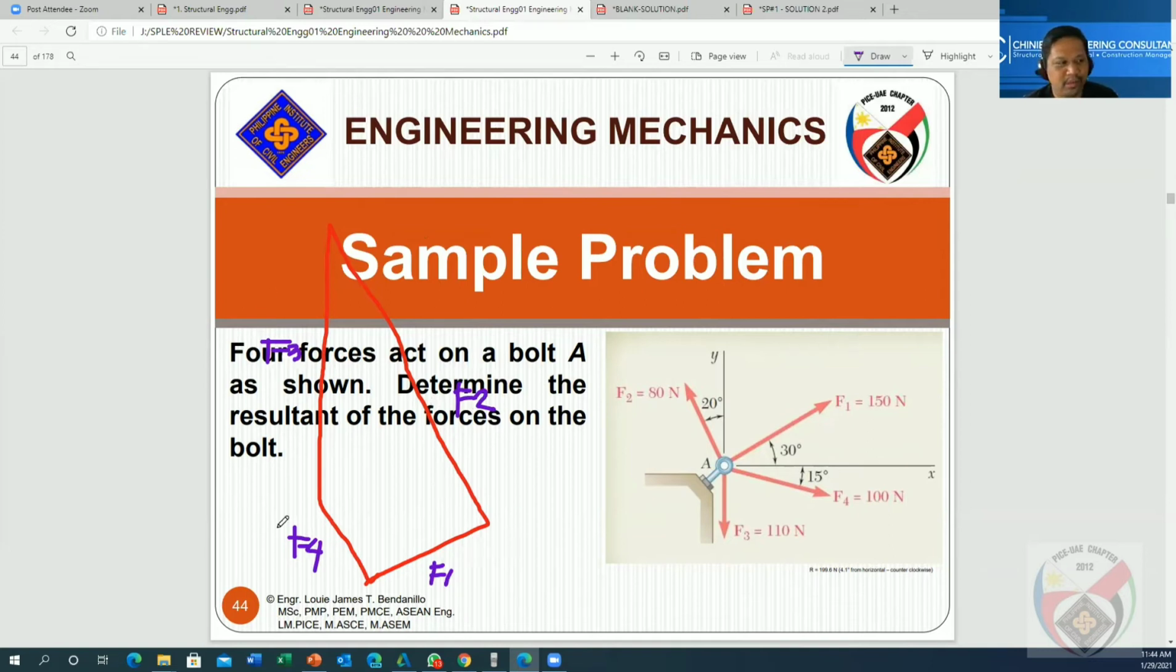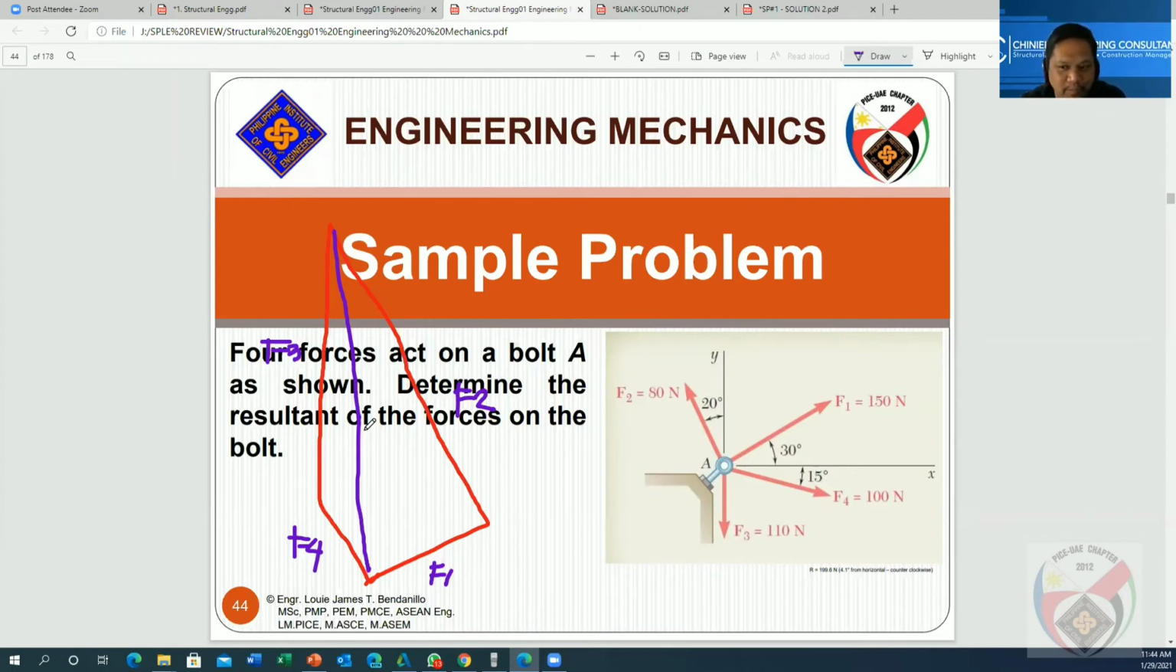So you can still use the closed polygon method, but you have to break this down into a series of triangles. You can make a diagonal here and solve for this value, because our tool is only the sine law and the cosine law. Those are laws of triangles. So if you have this kind of polygon, you have to break it down into a series of triangles. That's why I ask you, kita nyo pa lang yung question, matatagalan ako pagka closed polygon. Mas mabilis pagka by component.